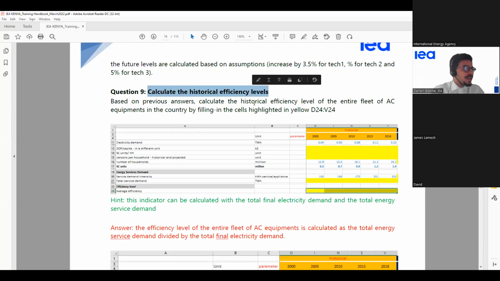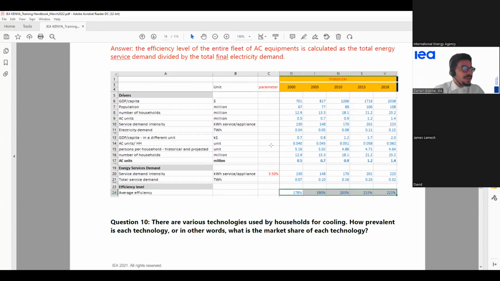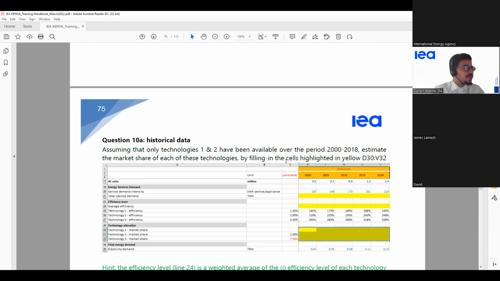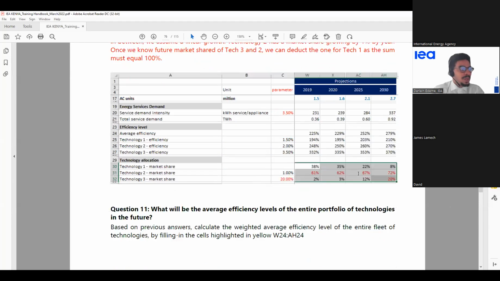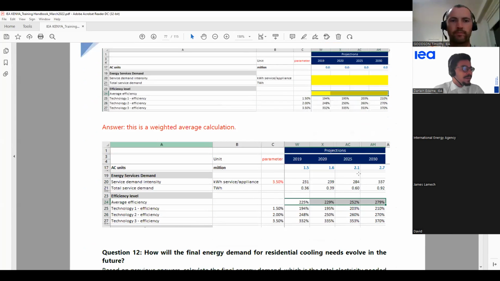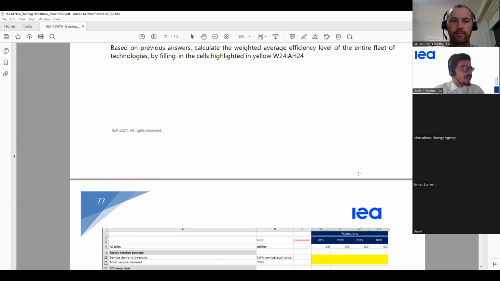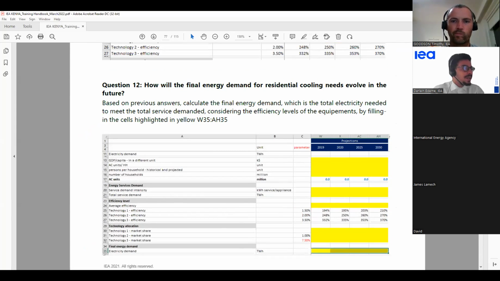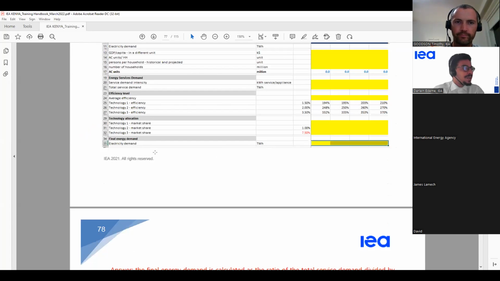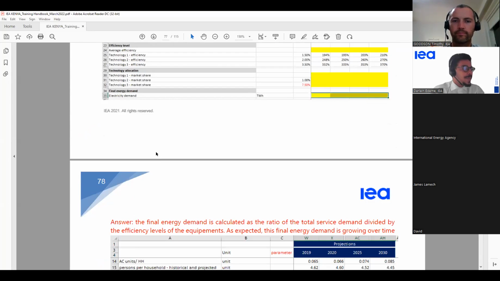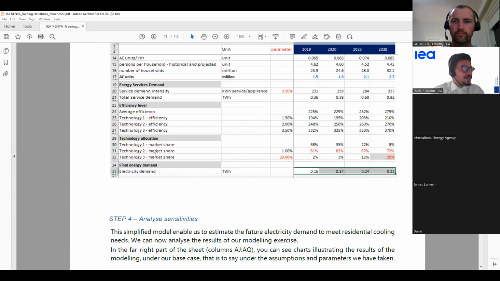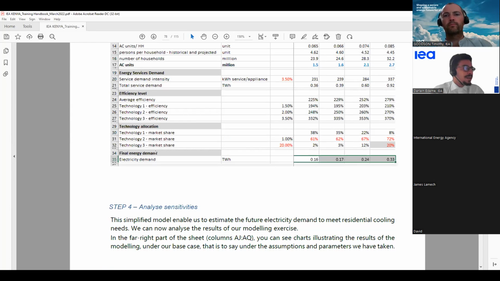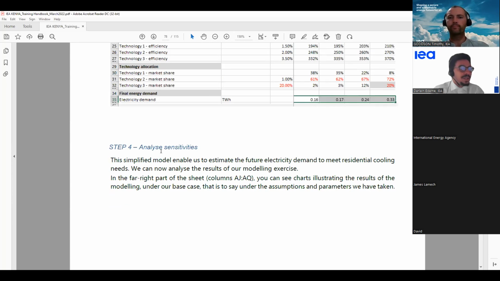In this case, you can calculate the historical efficiency levels of these AC units during the historical period, and then try to project it in the future, again, finding the best approach. And at the end, you will also have to calculate the final energy demand for residential cooling in the future, and also work on the market share of the different technologies. You will see in the question that different information is given for each technology so that you can model them and try to see in the future what their market share will be in terms of technology allocation in the country.